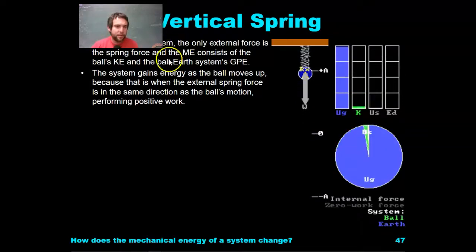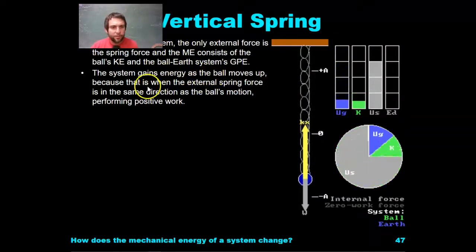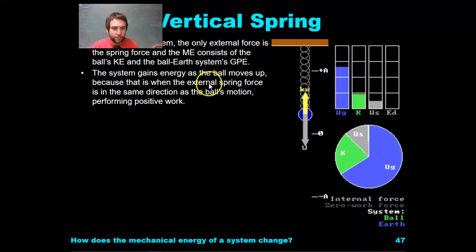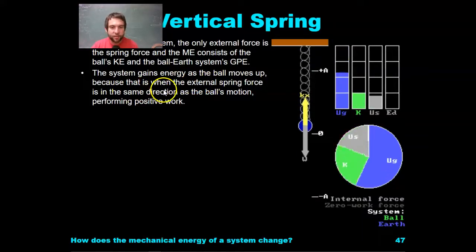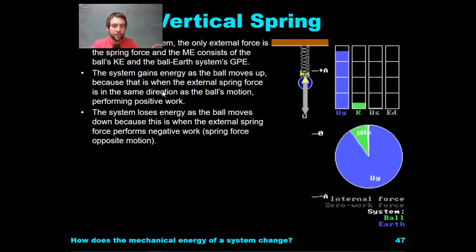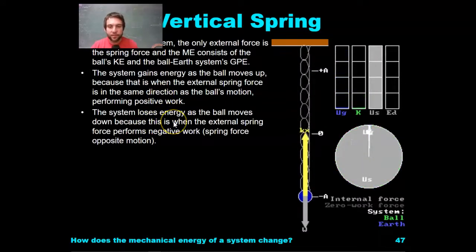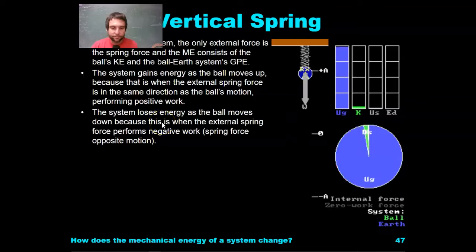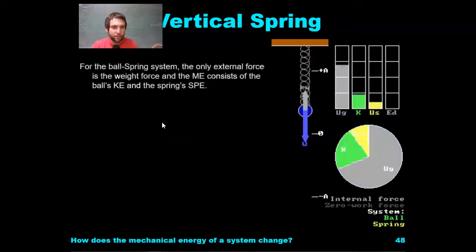due to gravity. The system gains energy as the ball moves up because that is when the external spring force is in the same direction as the ball's motion, which performs positive work. The system loses energy as the ball moves down. This is when the external force performs negative work. Spring force is opposite of the motion.